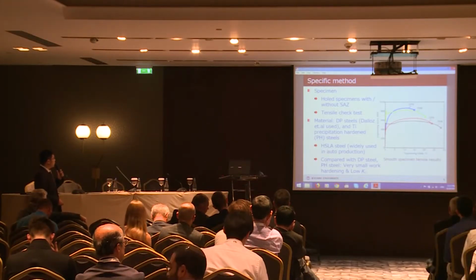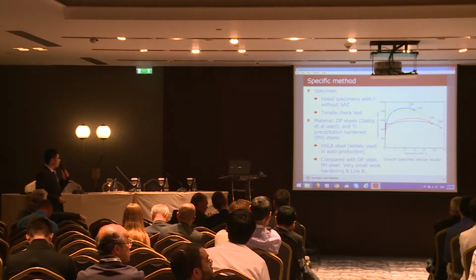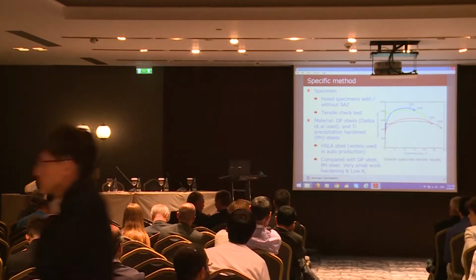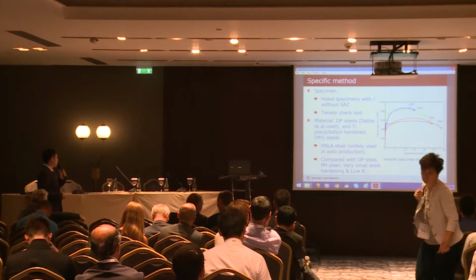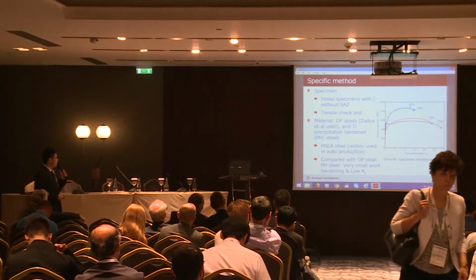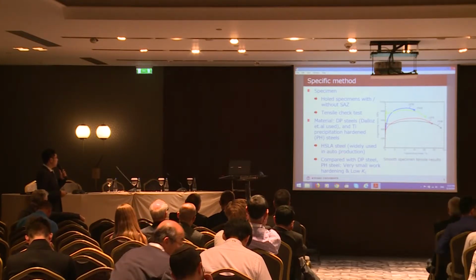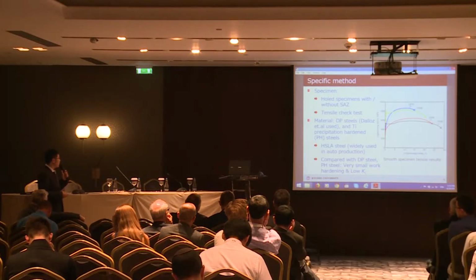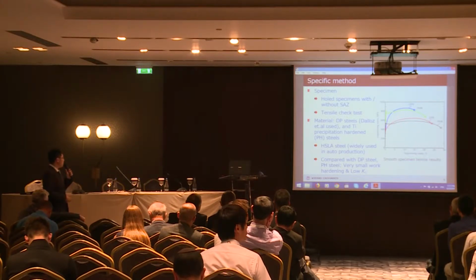For the experiment, we used whole specimens with and without SAZ to do a tensile test. The material is DP steel, which Dallow et al. used, and titanium precipitation hardened PH steel, which is also one kind of HSLA steel like DP. But compared with DP steel, PH steel has very small hardening like this graph and low Kc.